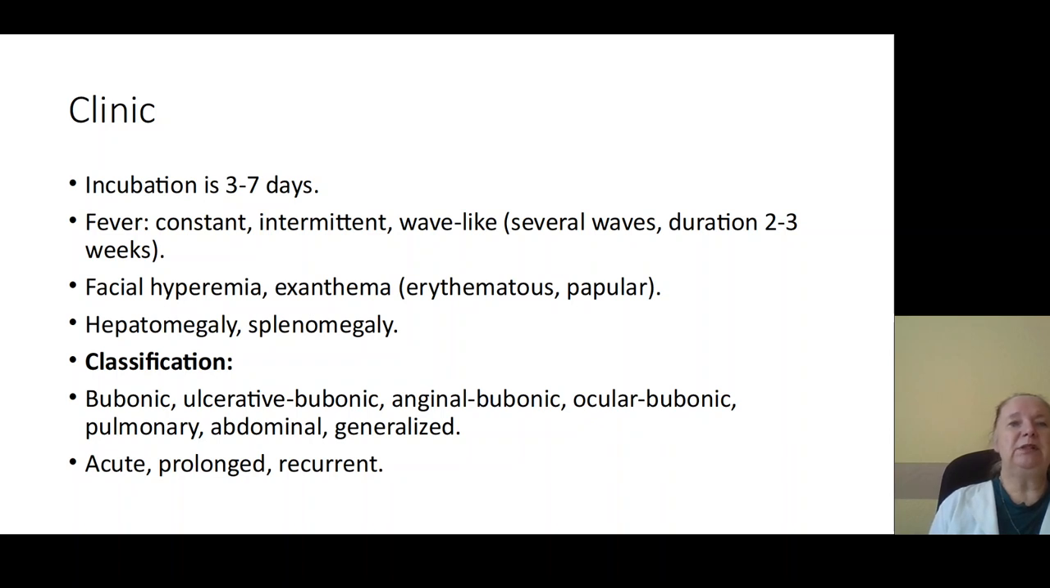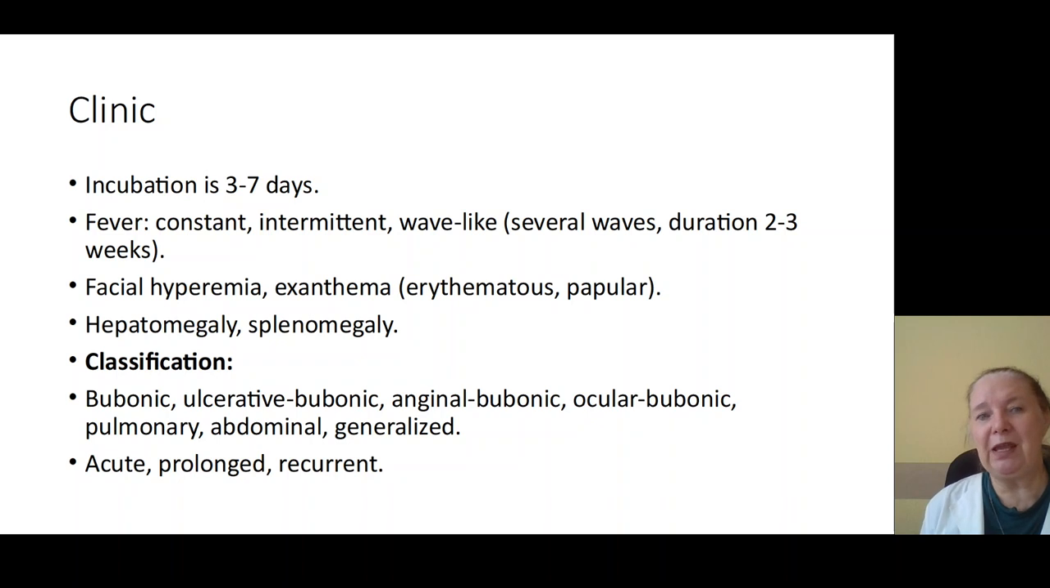On examination of the patients, we indicate hyperemia of the face and exanthemas, for example a rash on the skin, erythematous or papular rash, and hepatosplenomegaly, an increase of the liver and spleen, because of activation of the mesenchymal reaction with migration of macrophages in the stroma of internal organs. So these are the general symptoms, the general reaction of the organism to infection.